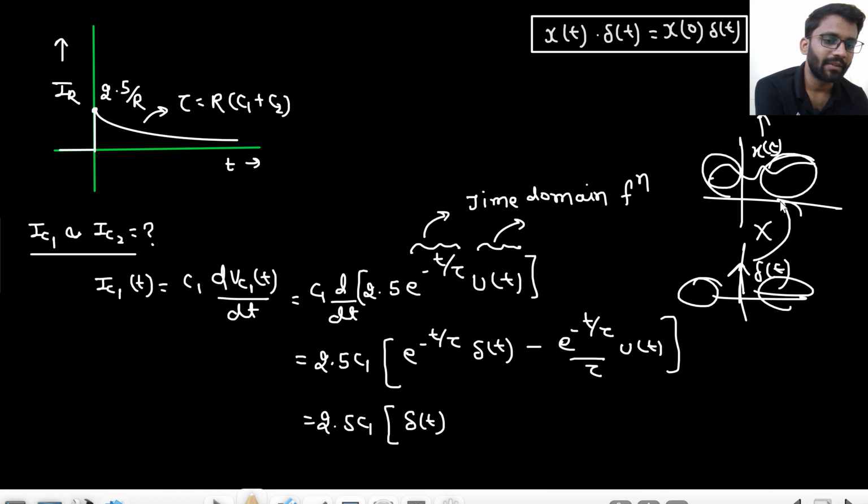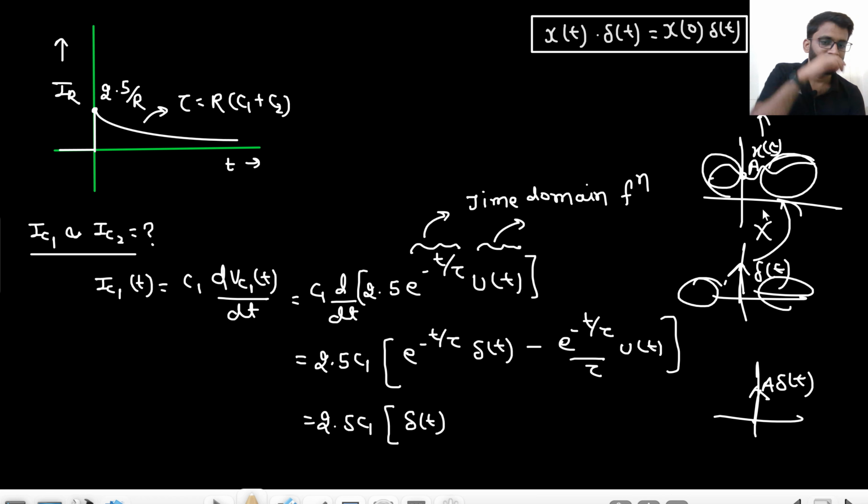So all these values will go to 0. Only this value remains. Let's just assume x(t) has a value at t equals 0. So this will be an impulse into a. So this will be your answer, a into delta(t). So x(0) is a. So basically your final answer is x(0) into delta(t). So this is what is happening: x(t) into delta(t) is x(0) into delta(t).